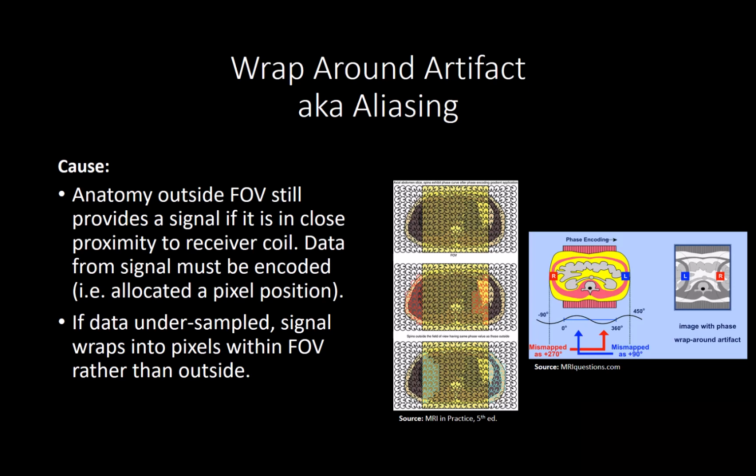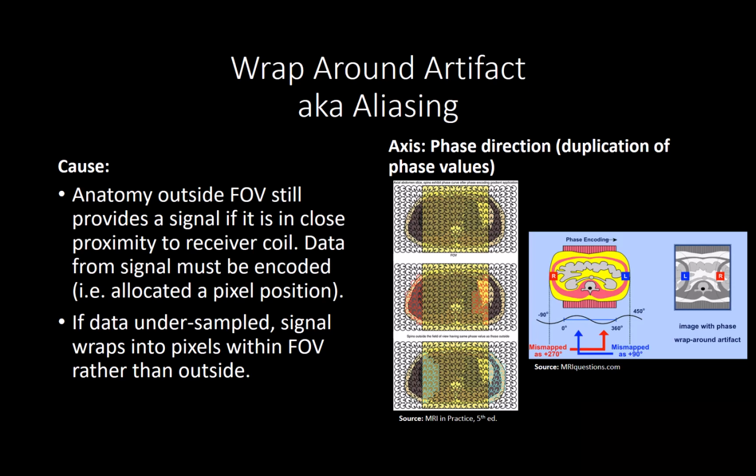Wraparound artifact, aka aliasing. This artifact occurs when anatomy outside the field of view still provides a signal if it is in close proximity to the receiver coil. Data from signal must be encoded, i.e. allocated a pixel position. If data is undersampled, signal wraps into pixels within the field of view rather than outside the field of view. This occurs in the phase direction because you have duplication of phase values. Spins outside the field of view have the same phase position as spins inside the field of view, and so they wrap inside because they have the exact same phase value.